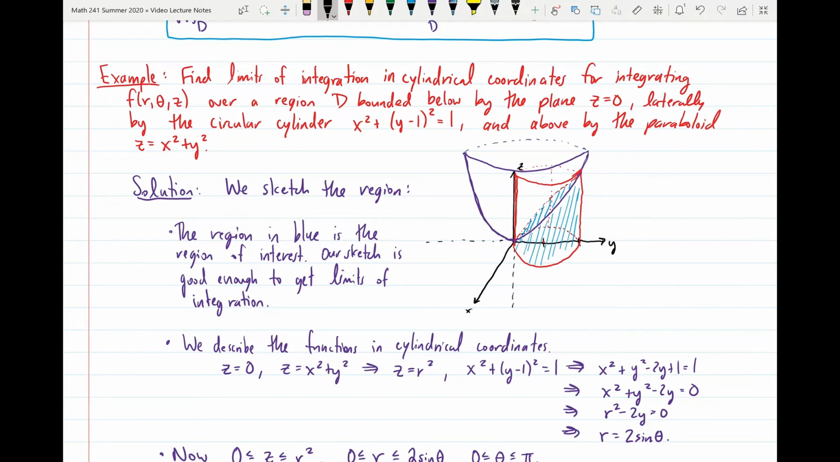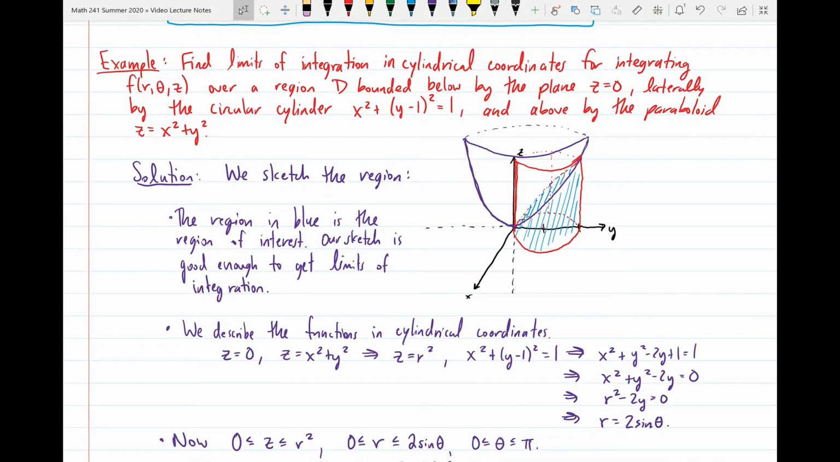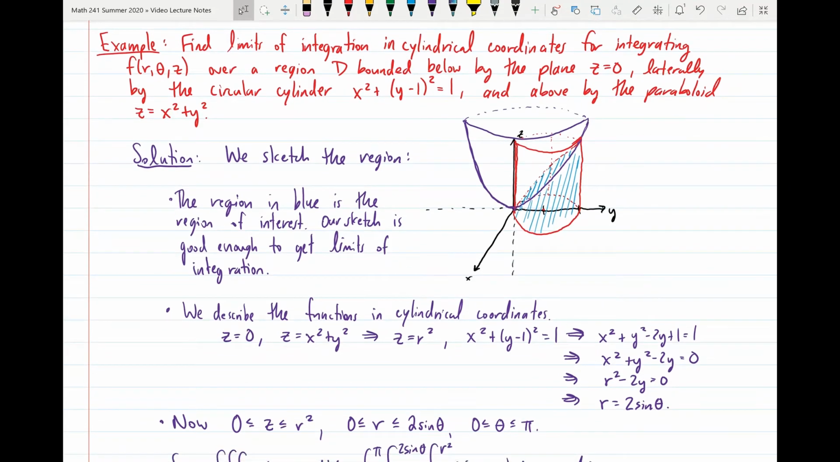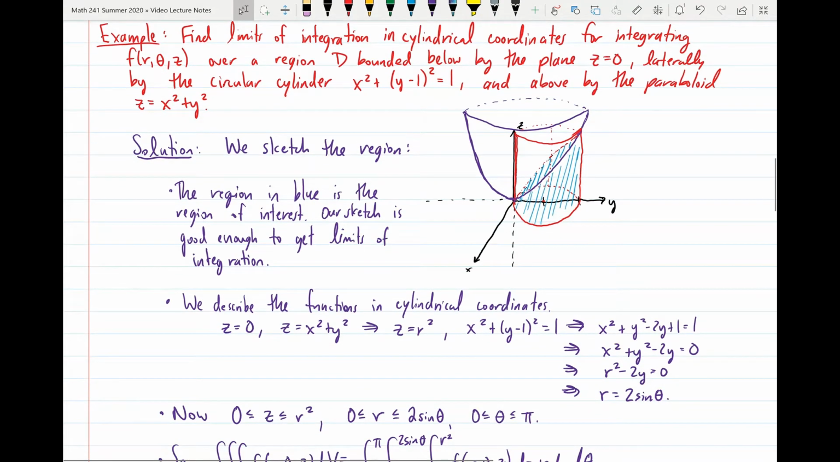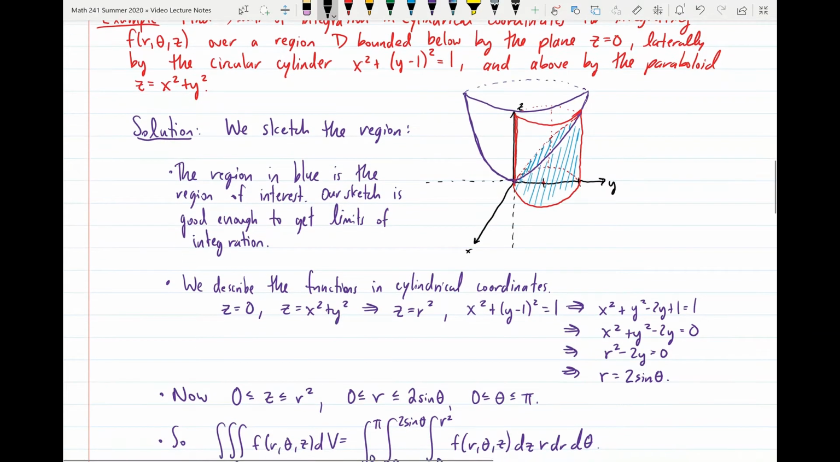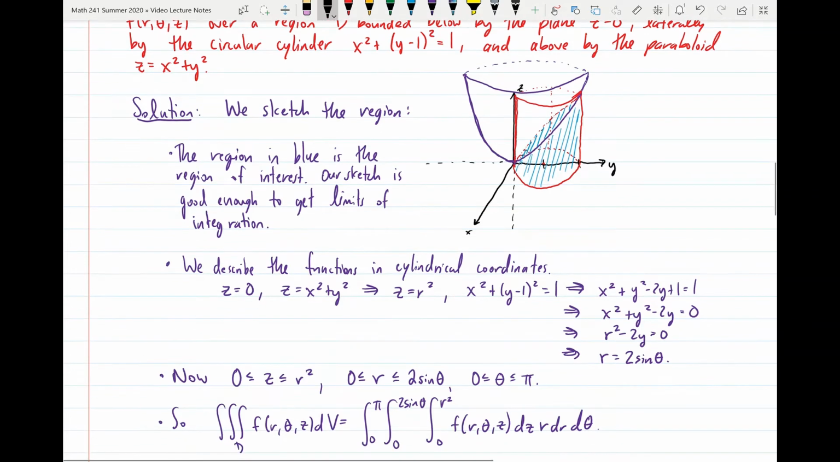If I'm only thinking about the xy plane, this is going to give me a circle that's centered around the point (0, 1). And if I add the fact that z is unrestricted, that's just going to give me a cylinder that goes up out of the xy plane around the circle centered at the point (0, 1) of radius 1, which is exactly what I've drawn in red. And after we draw the paraboloid, z equals x squared plus y squared, we have an idea of the region that's going to be bounded by those two things. So that region is the region I have drawn in blue there.